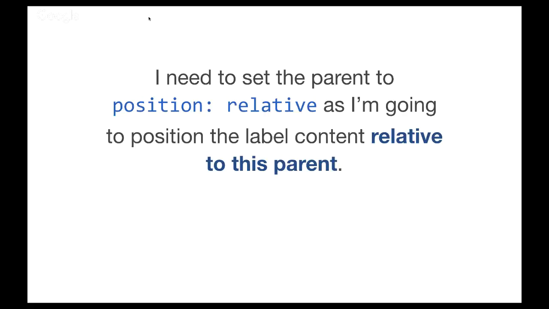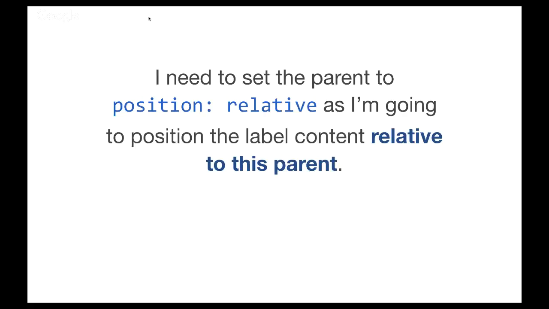Now, for those that aren't familiar with positioning in CSS, if you set something to absolute, it will look up through the document tree and try and find something else with position. And if it can't find some other element with positioning, it will go to the very root element, which is the body element, and position itself against that.